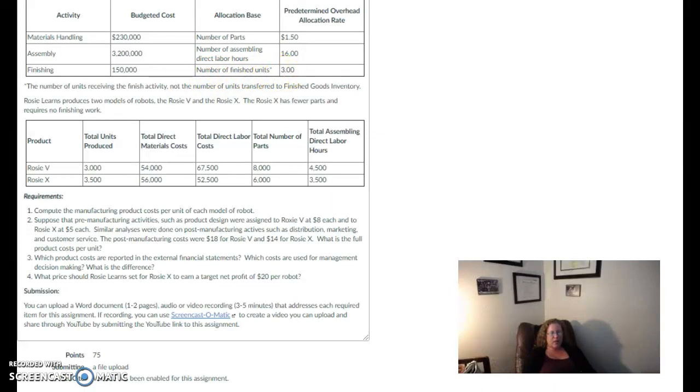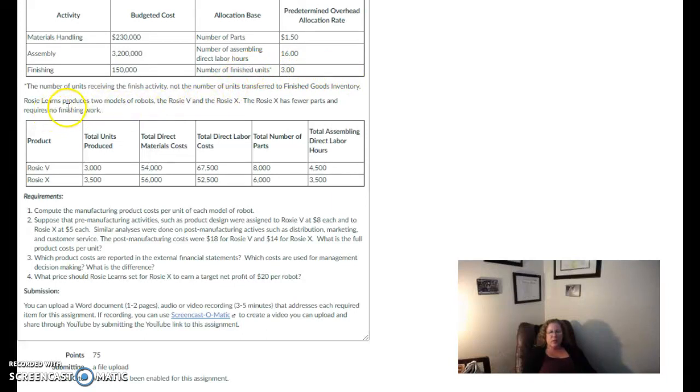and it's a $3 allocation rate. Okay, so then it says the number of units receiving the finishing activity, not the number of units transferred to finished goods inventory. That's a little note there for the finishing units.